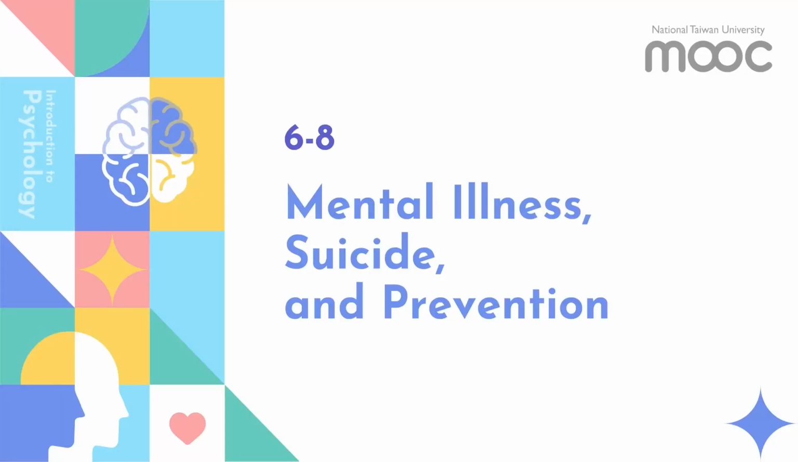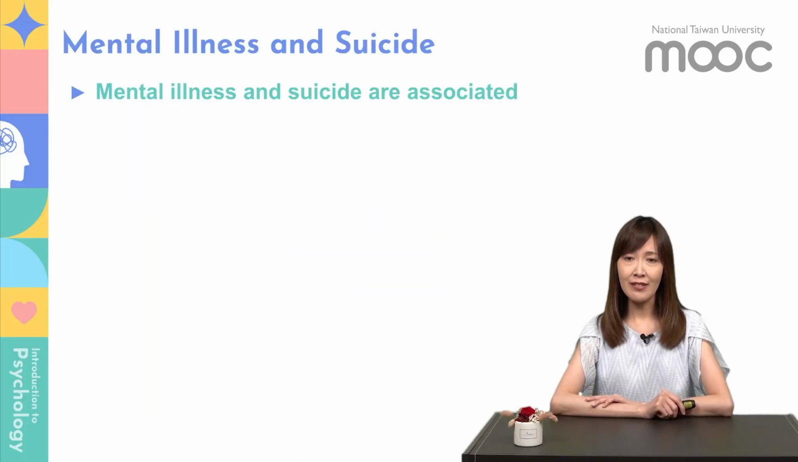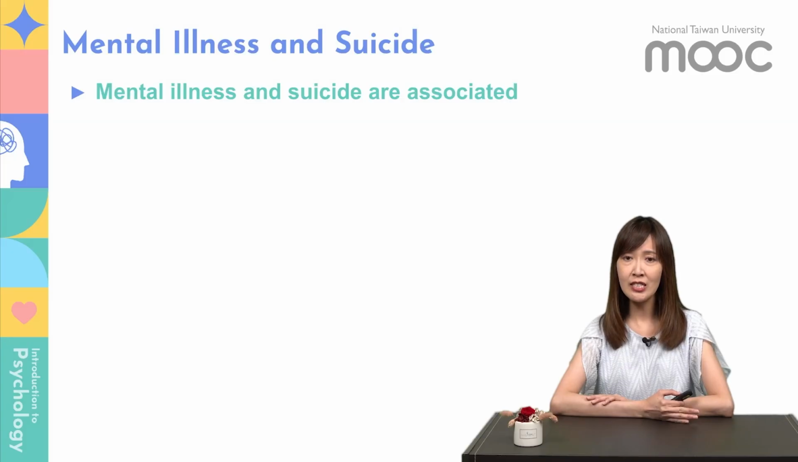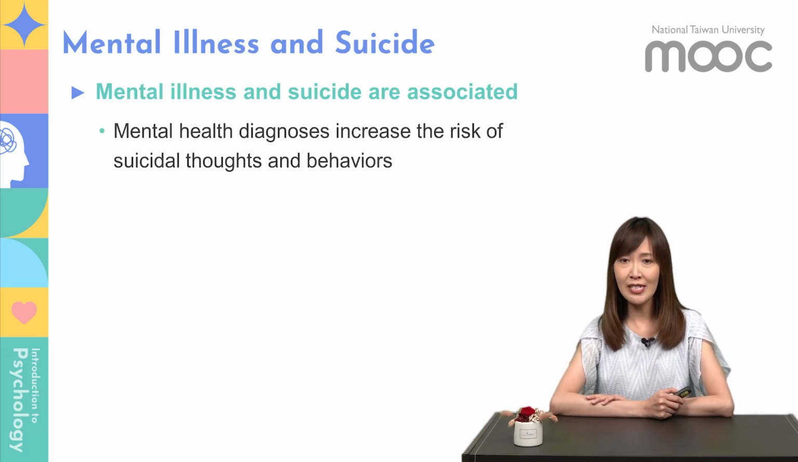In the last section, we're going to look at the relationship between mental illness and suicide and how to prevent suicide. Studies found that there's a relationship between mental illness and suicide. Well, most people with psychological disorders do not die by suicide, but of those who die from suicide, a lot of them have a psychological disorder. So having a psychological disorder may increase the risk of suicidal thoughts and behaviors, and that is why we should care about this issue.